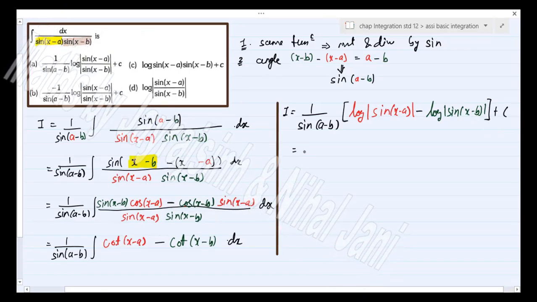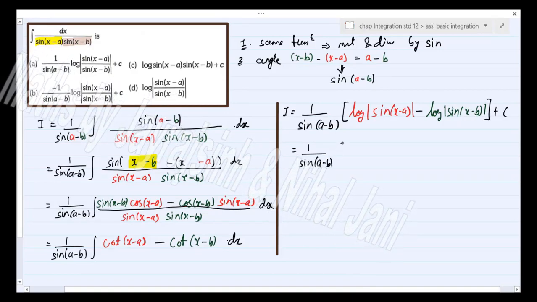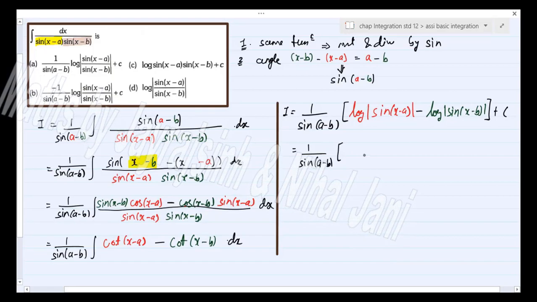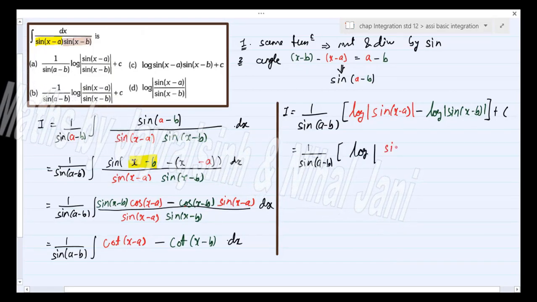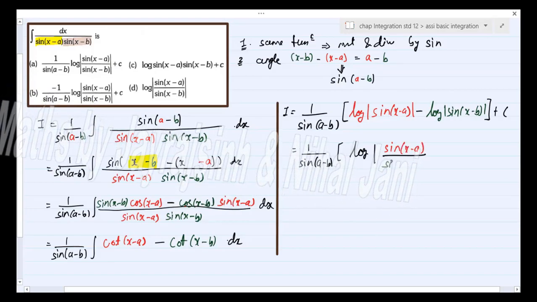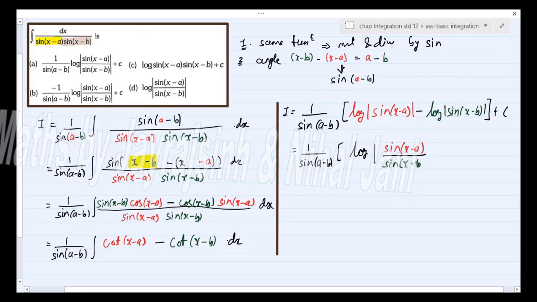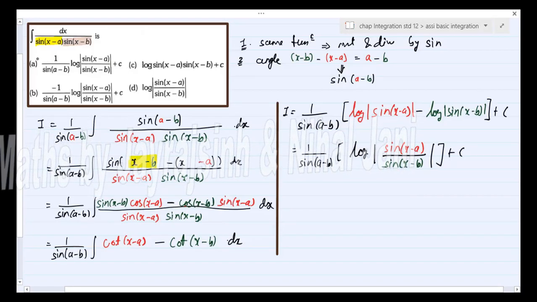Now, for further simplification, we can apply the property of log. Log a minus log b can be rewritten as log mod a upon b, or we can say sin(x minus a) upon sin(x minus b) plus c is your final answer, which is given in option A. Ta-da!